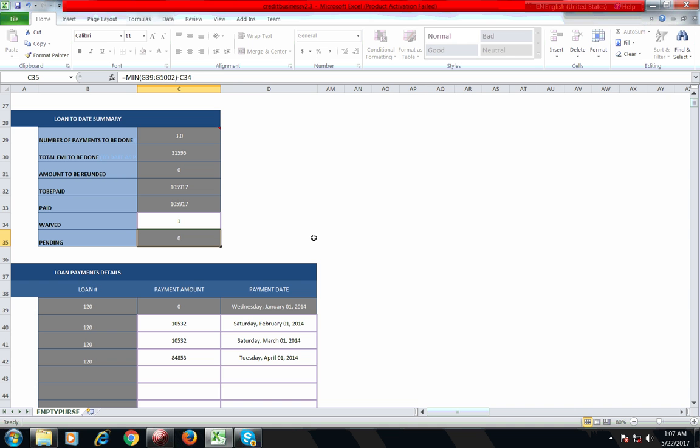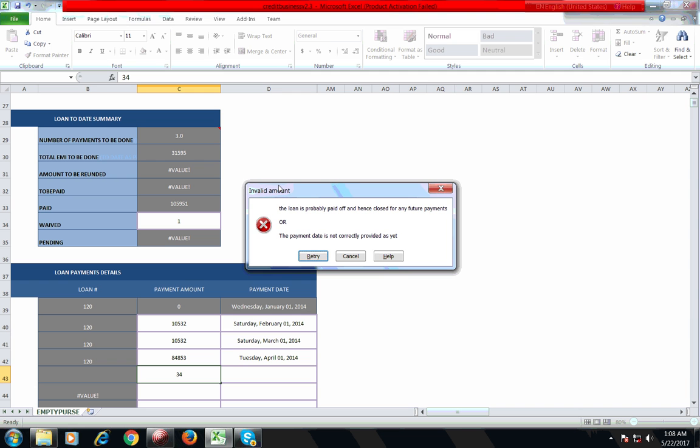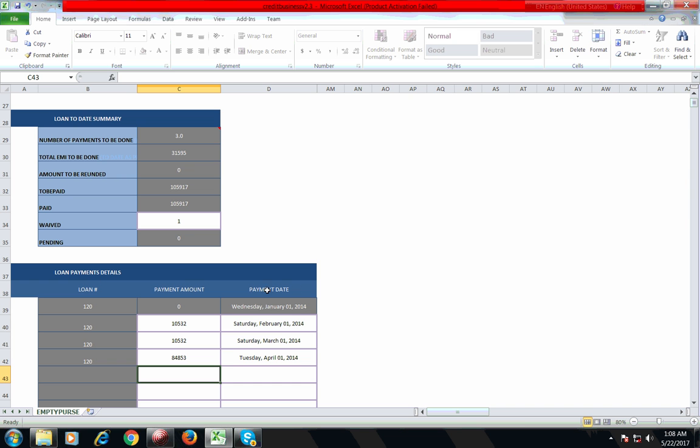So now let's say I want to put an amount over here. It gives an error because it says the loan is probably paid off and hence closed for any future payment, so you cannot make any payment. If the pending is 0, the loan is closed. How many payments were made? 3 payments were made, but these 2 cells are not required, so I'm going to not show them in the actual version, but it's good to know that a lot of this data has been calculated inside the sheet.